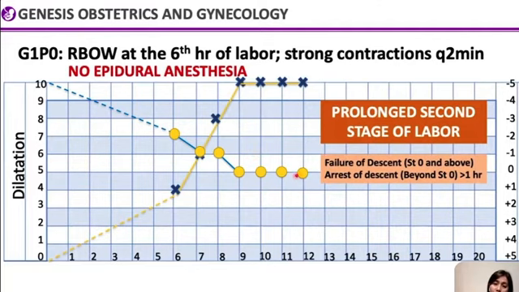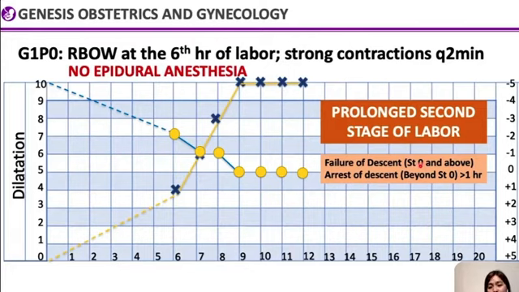Pag sinabi mong descent disorder, meaning wala kang pagbaba ng head. So it could either be failure of descent or arrest of descent. Failure of descent is when there is no descent beyond station 0. Hanggang station 0 lang siya. Hanggang doon lang yung failure of descent. But when you go beyond station 0, meaning +1 below, for more than 1 hour, then you can label your pattern as arrest of descent.